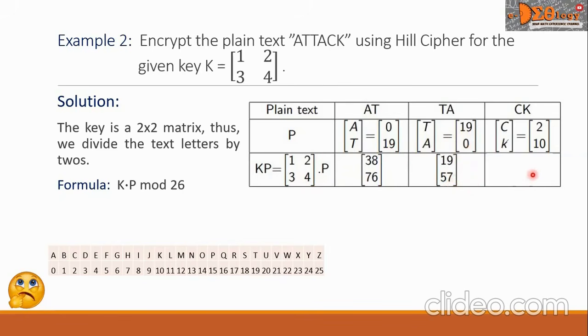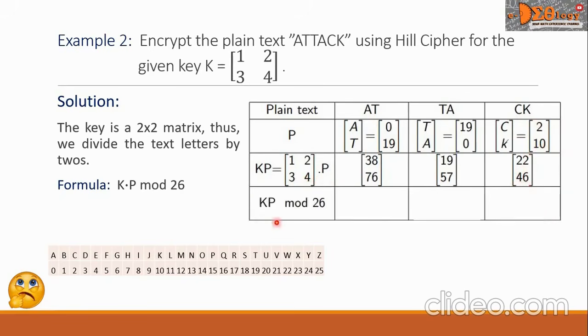For the CK, we will have this matrix 1, 2, 3, 4 times the matrix 2, 10. So we have 1 times 2 plus 2 times 10. We will get this 22. Then 3 times 2 plus 4 times 10. And the answer is 46.